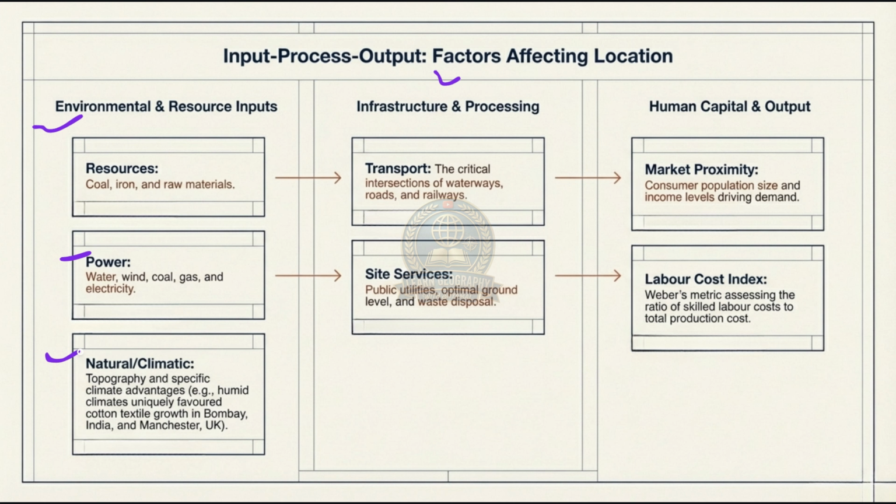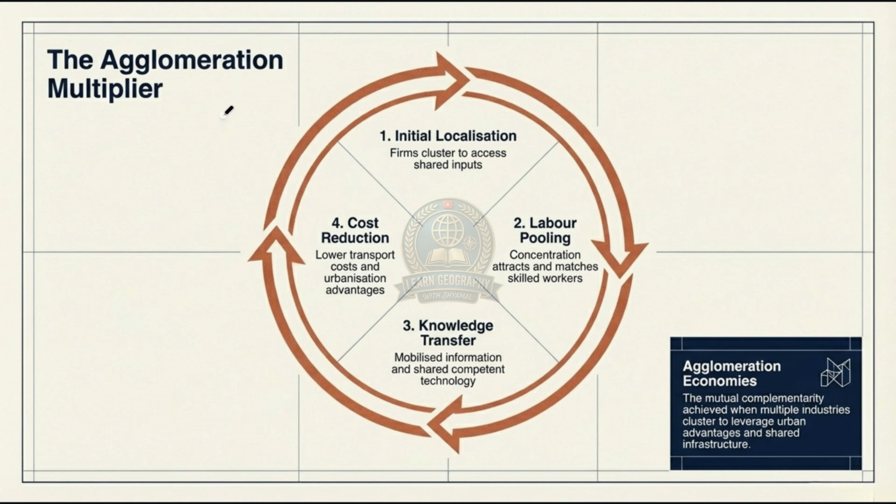Infrastructure and processing: transport, the critical intersections of waterways, roads and railways; site services, public utilities, optimal ground level and waste disposal. Then human capital and output: market proximity, or consumer population size and income levels driving demand; labor cost index, Weber's metric assessing the ratio of skilled labor cost to total production cost. The agglomeration multiplier: initial localization, firms cluster to access shared inputs; labor pooling, concentration attracts and matches skilled workers; knowledge transfer, mobilized information and shared competent technology; cost reduction, lower transport cost and urbanization advantages.